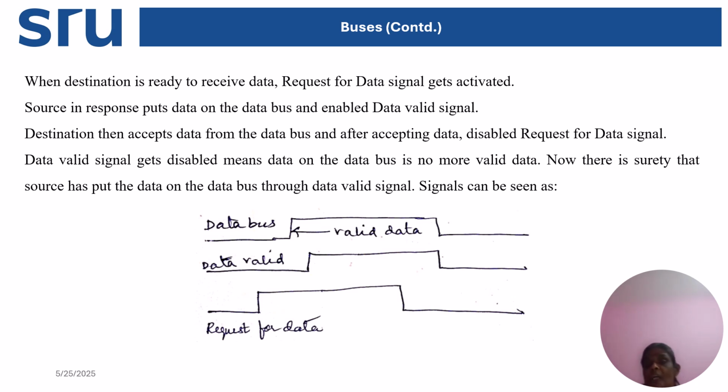Immediately disable the request for data signal. The destination only initiates a request for data, so it has to bring the request for data signal to 0. First it will bring that down, and then the data valid signal will become disabled. If it is off, it automatically states that the data becomes invalid, so repeatedly obtaining that available data is meaningless. There is no more valid data. Now there is surety that the source has put the data on the data bus through the data valid signal.